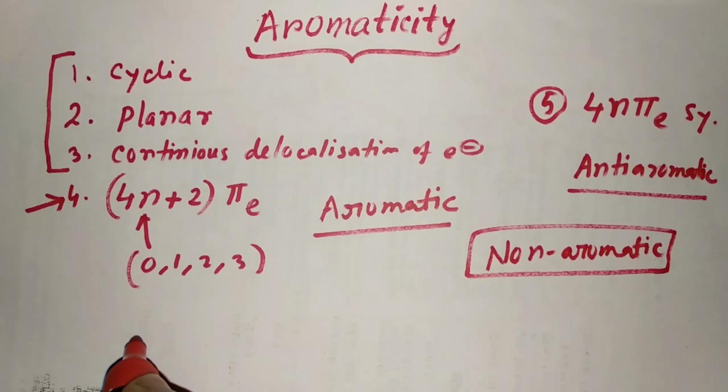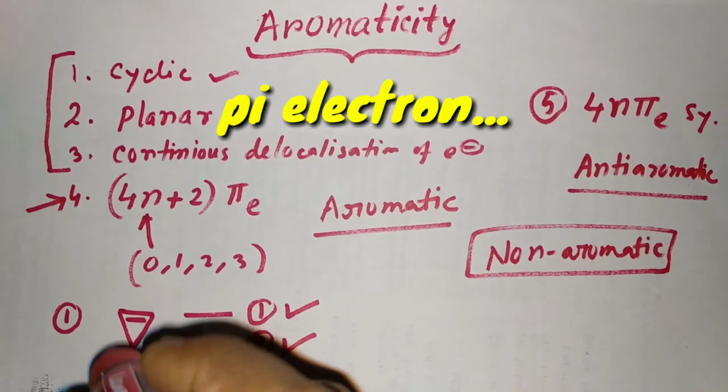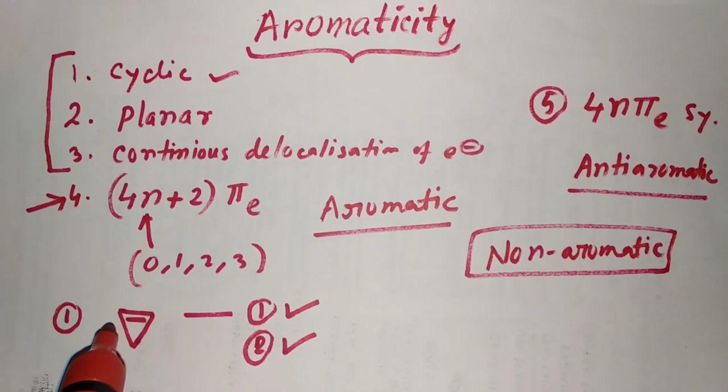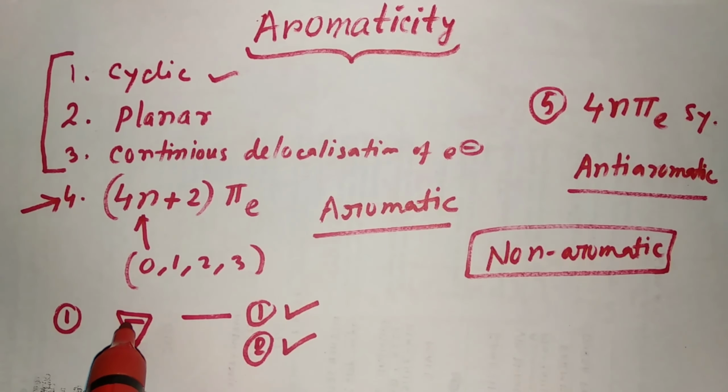Next, coming to the third rule, which says the system should have continuous delocalization of electrons. Here the third rule is not obeyed, because continuous delocalization of this pi electron isn't possible. In other words, this system will not participate in resonance. Why? Because if this pi bond shifts towards here and it becomes like this, then there is no positive charge here but there is a positive charge there. How to stabilize this system? It should be resonance stabilized, but this system is not that stable. That is why this kind of resonance isn't possible, so the third rule is not obeyed by the system.